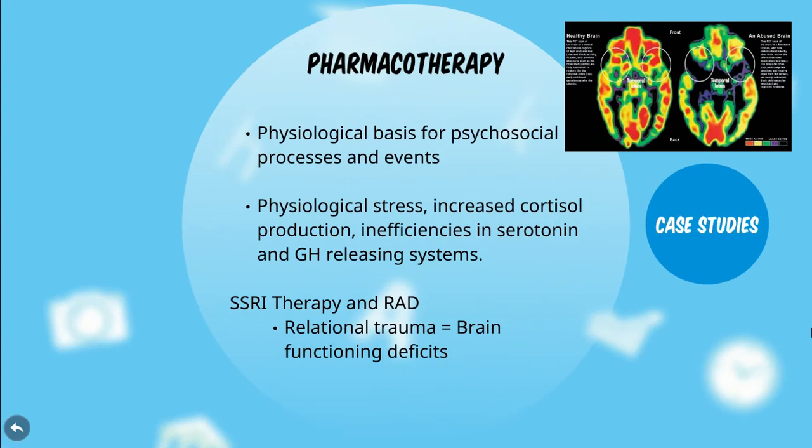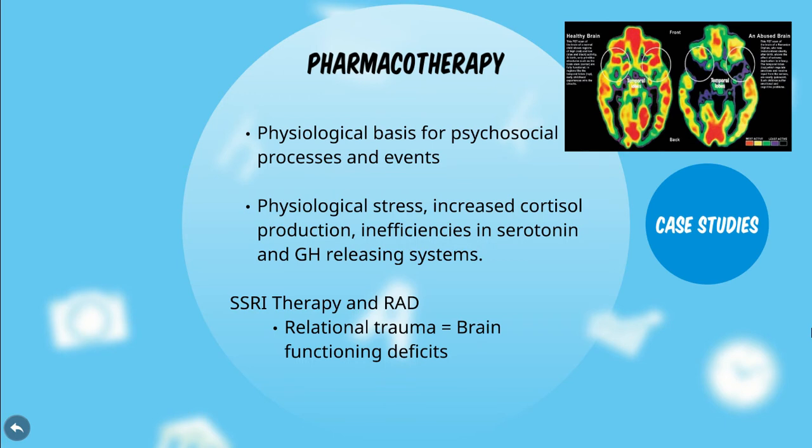Another form of therapy that can be used for RAD is pharmacotherapy. This is looking at the physiological basis for psychosocial processes and events. In the context of RAD, there's a physiological stress, something like the trauma the child goes through, which increases cortisol production and causes inefficiencies in serotonin and growth hormone releasing systems. So, in other words, the child's whole chemistry gets thrown out of whack.